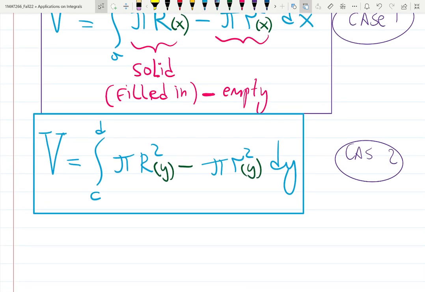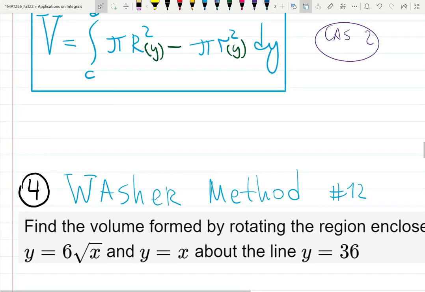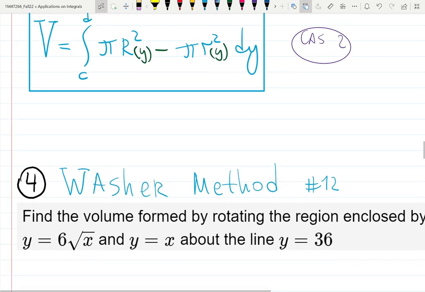Washer method. So, interesting. Do I have it here? Ooh, look at that. I do have it here. Copy it for you. This is from your homework. Apparently, it's number 12. Okay. With a shift. I don't know if I want to do the shift right now. Let's see the integral. No, it looks good. Yeah, let's have a shift. So, this is number 12, washer method number 12.